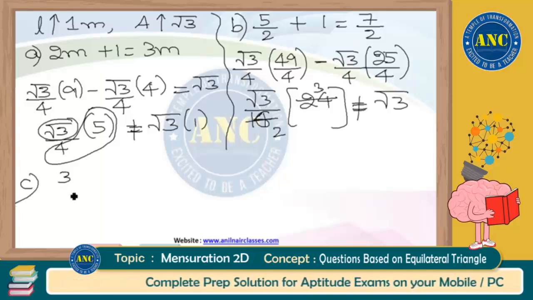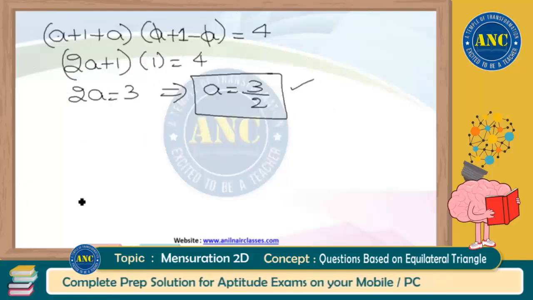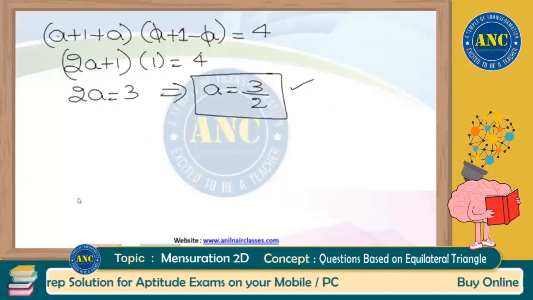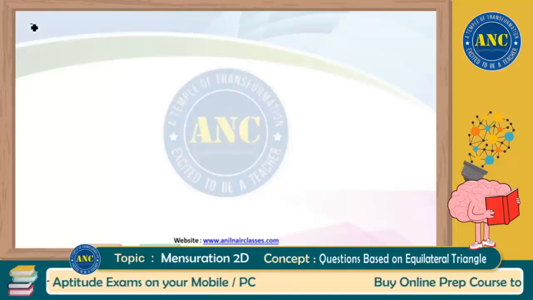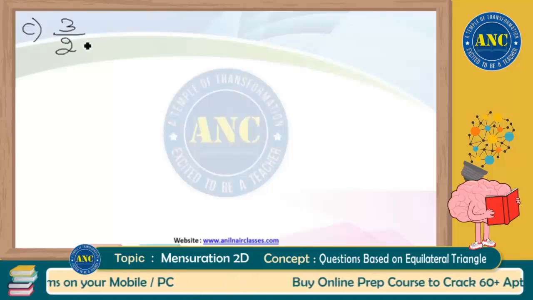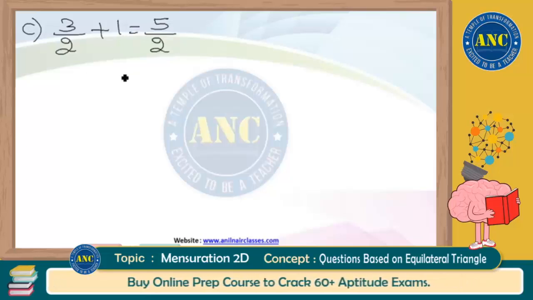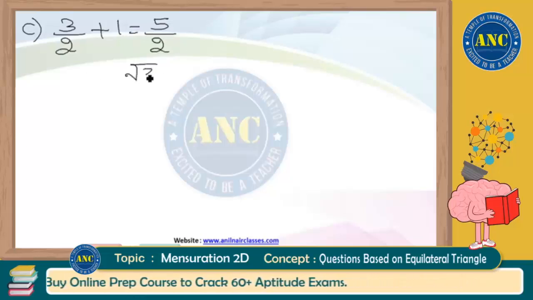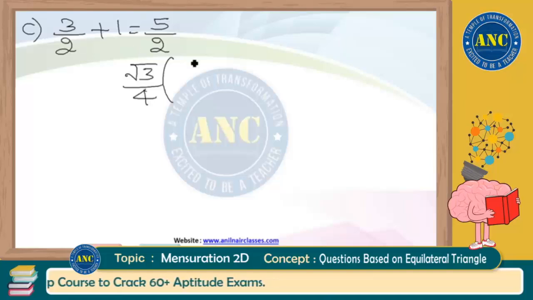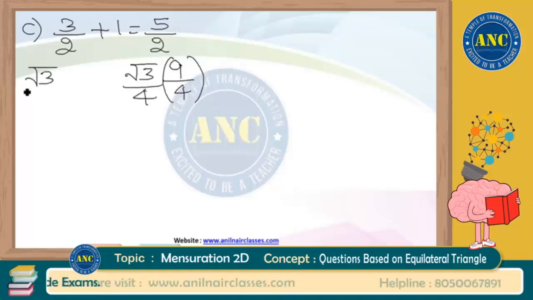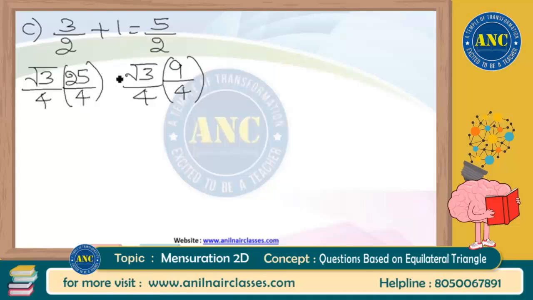See the next option. This is the beauty. 3 by 2 is the initial side. I am taking the third side to be 3 by 2. Let me do it in the next slide. 3 by 2 should be the initial side. Increase by 1, it becomes 5 by 2. Old area is root 3 by 4 into 3 by 2 whole square, which is 9 by 4. New area is root 3 by 4 into 5 by 2 whole square, which is 25 by 4. The difference should be equal to root 3.